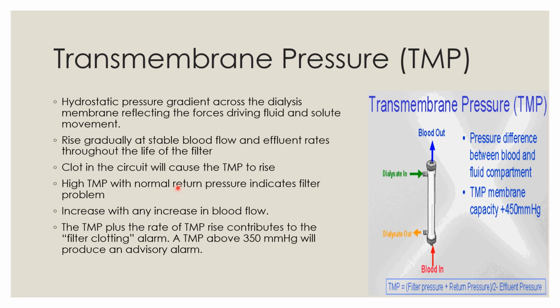TMP will increase with any increase in the blood flow. The TMP plus the rate of TMP rise contributes to the filter clotting alarm. A TMP above 350 mm of mercury will produce an advisory alarm.